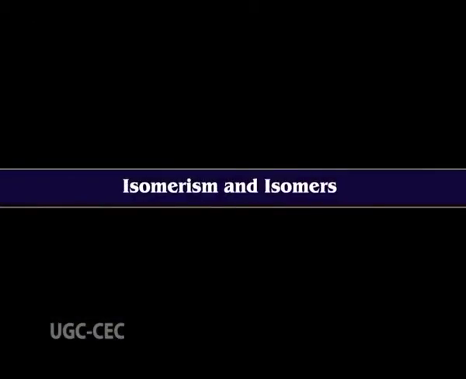First, isomerism and isomers. Molecules having identical molecular formula may have different properties due to different atomic connectivity or different spatial orientations of the constituent atoms. The phenomenon is termed isomerism, and the molecules are called isomers. The three major classes of isomers are constitutional isomers, stereoisomers, and conformational isomers.